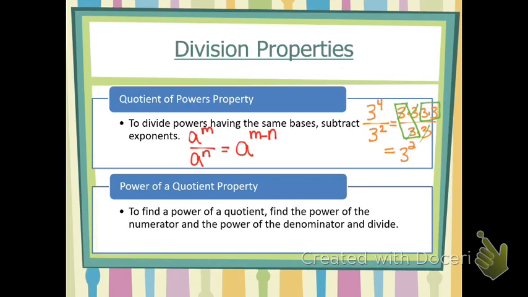And you can kind of see how the shortcut would work then, where you'd keep the same base, so you'd keep the 3, and the exponent would be the difference, or you would subtract those, 4 minus 2 to get the 2.